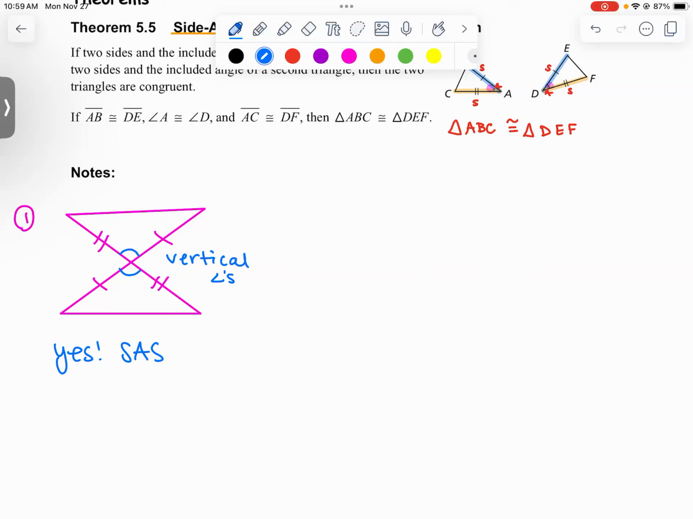Side, angle, side. Sometimes we are going to have to use our prior geometry knowledge to help us figure out whether we have side angle side. Do you see where this is going? Where's this going? Proofs. It's going to be wonderful. Absolutely wonderful. Okay, I want you to draw this picture now.